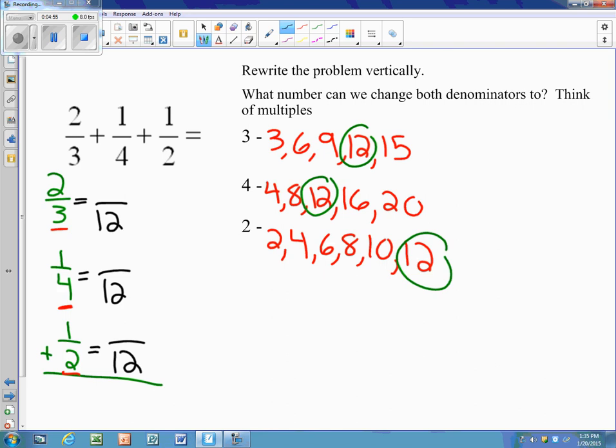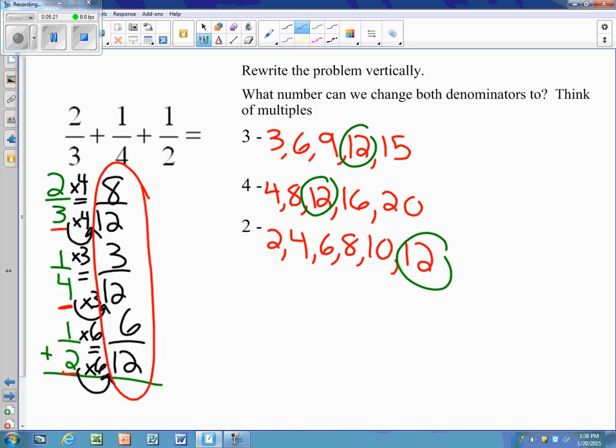So I have to ask myself, what did I do to the 3 to get to 12? Well, I multiplied by 4, so I have to multiply my numerator by 4. What did I do to the 4 to get to 12? I multiplied by 3, so I have to multiply my numerator by 3. What did I do to the 2 to get to 12? I multiplied by 6, so I have to multiply my numerator by 6. So now I'm adding 8/12 and 3/12 and 6/12, and I get 17/12. And 17/12, once again, the numerator is bigger than the denominator, which gets me to 1 and 5/12.